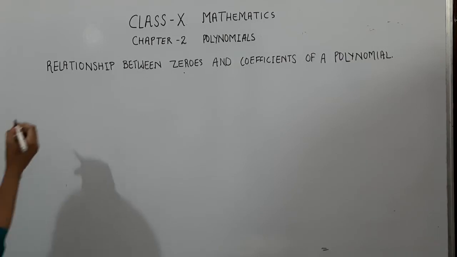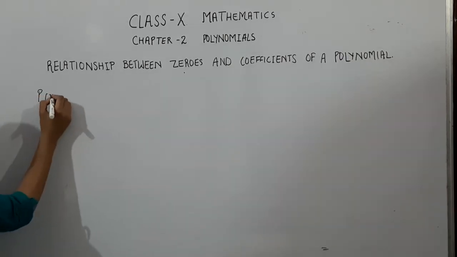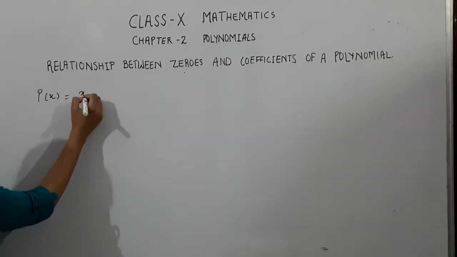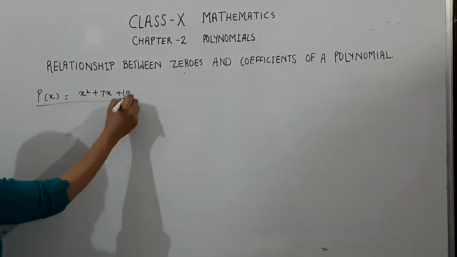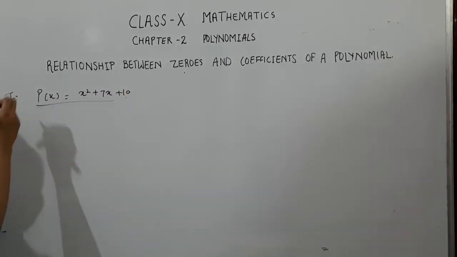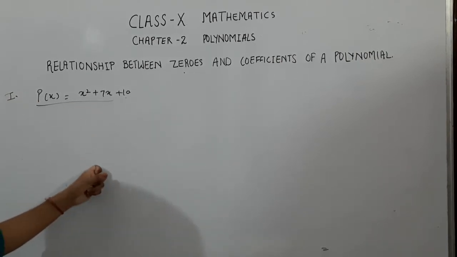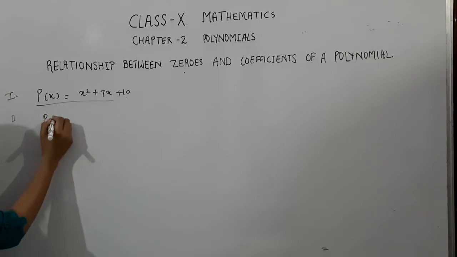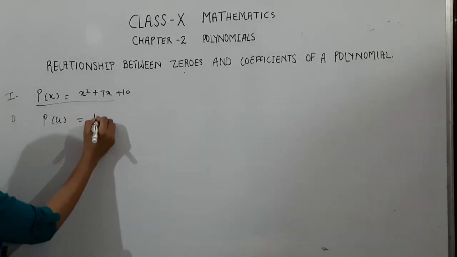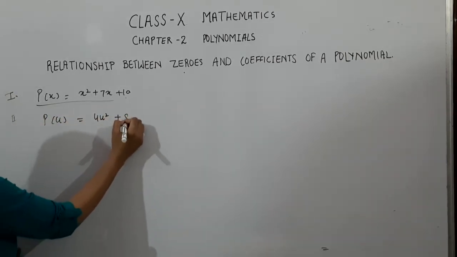So the first polynomial I have taken was p(x) equals x square plus 7x plus 10. This we have solved, the first type of quadratic, and we have seen the relation. Now the second type of quadratic polynomial: p(u) equals 4u square plus 8u.